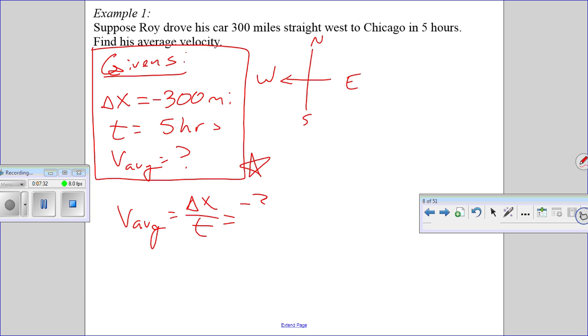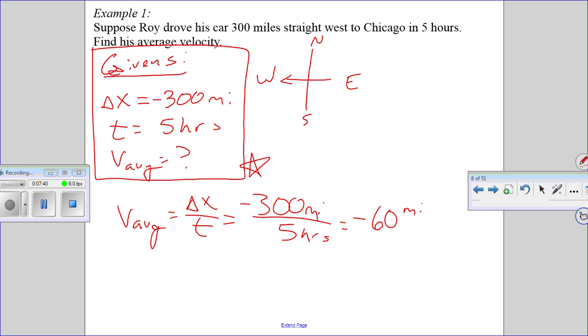And you go, oh, well, he went 300 miles to the west in a time of 5 hours. So his average velocity is actually negative 60 miles per hour. All right, and I guess if you really wanted to, you could do one of these, miles per hour. All right, I'm going to try to get in the habit of writing that, although I tend to be sloppy. Okay, so there we go.